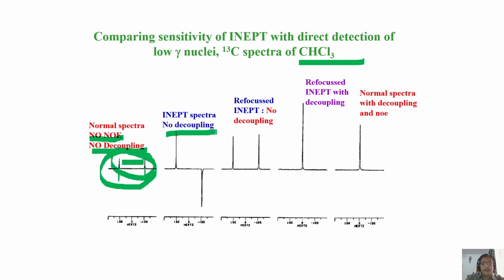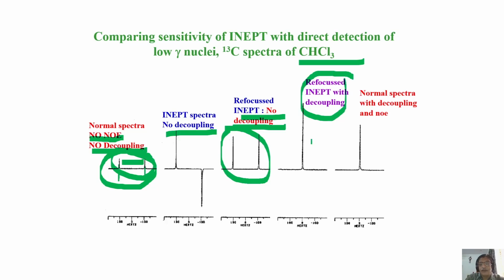Same thing, INEPT spectrum, no decoupling, +4, -4 intensity is there. Refocused INEPT, no decoupling. The only thing is you made the anti-phase components into in-phase components. That's all. There is not much difference to be discussed between this and this. Whereas look at refocused INEPT with decoupling. Now these two will collapse, adding into a single peak. See, enhanced intensity. You get the point. Refocused INEPT has enhanced intensity.